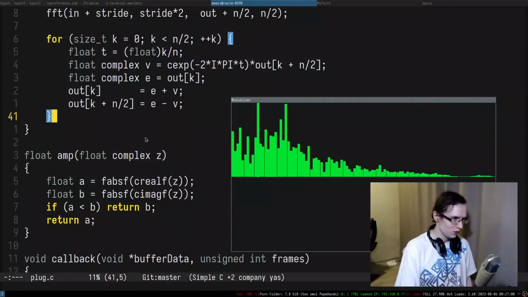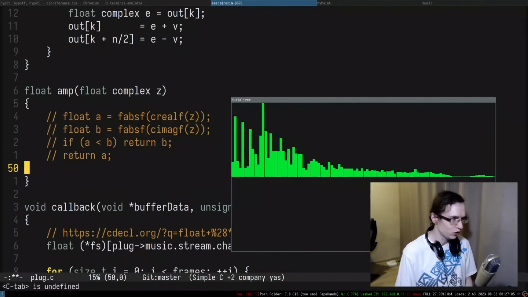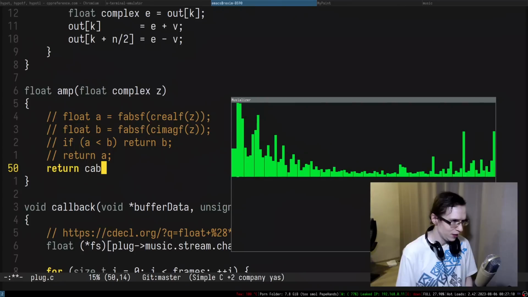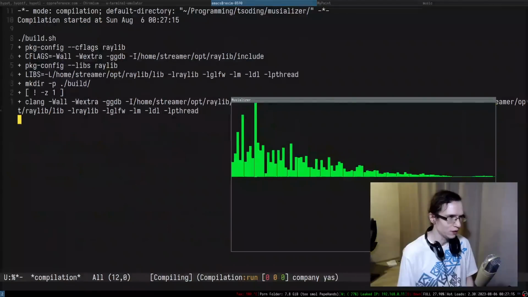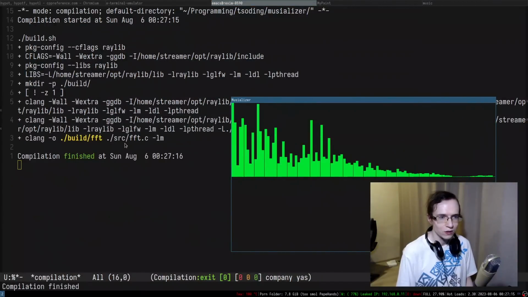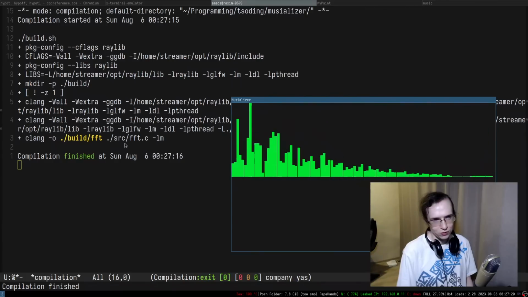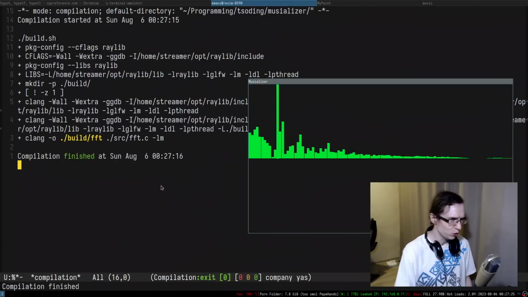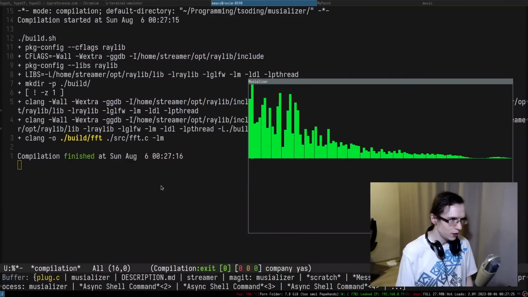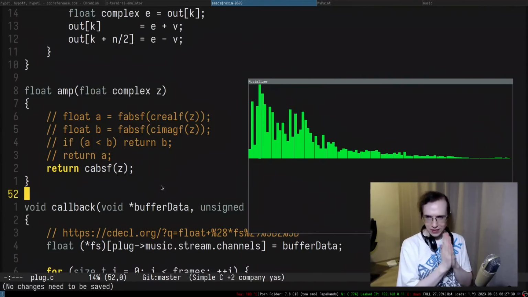Alright, so essentially what we probably want to do is replace this entire thing with just return cabsf on the z, on the complex number, and let's see how it's going to go. It didn't really help that much, so maybe that was not the problem with the flickering frequency. I think that might be something else.